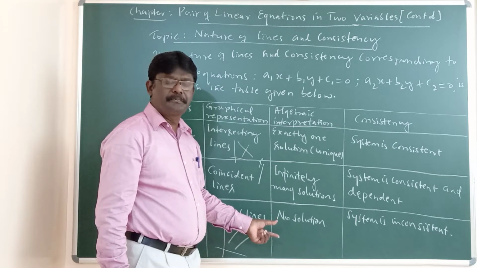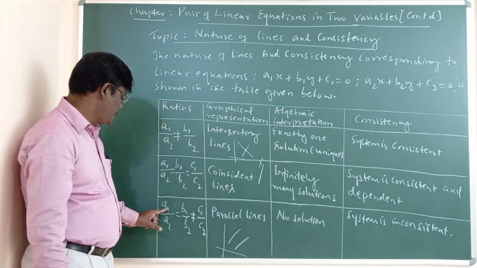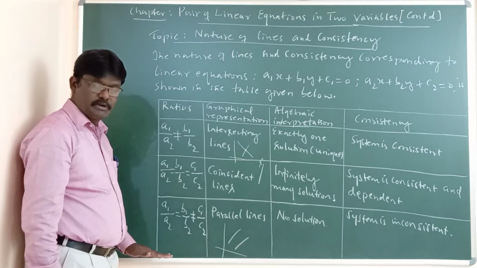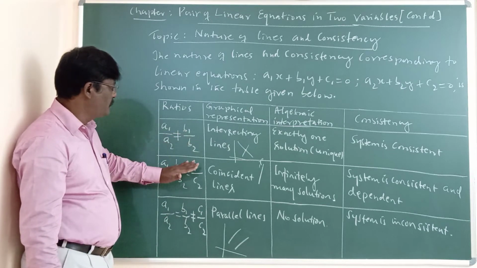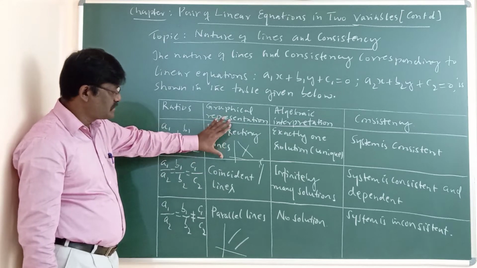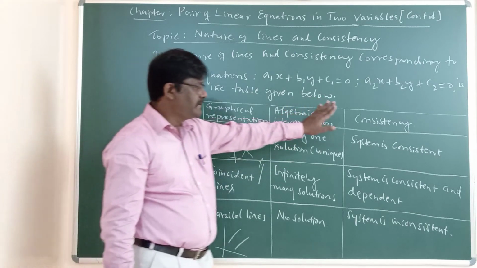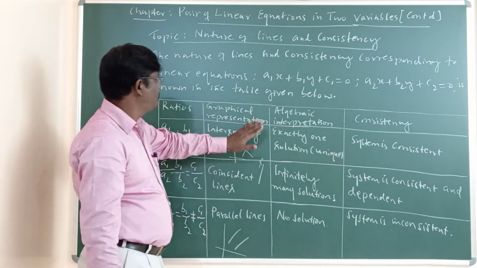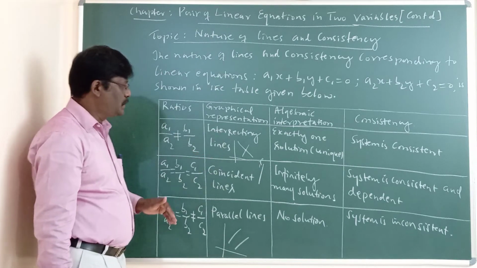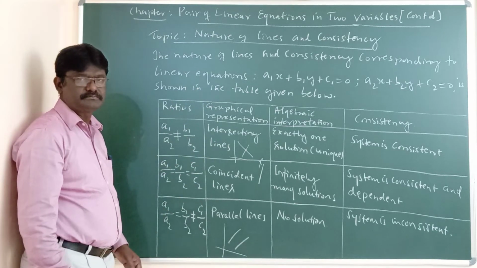The system will have no solution if a1 by a2 equal b1 by b2 not equal to c1 by c2. So this is how, without drawing the graph, we can get the graphical representation idea as well as the algebraic interpretation, even the consistency. This is today's topic, the nature of lines and consistency. Now we shall solve problems on these properties, children.